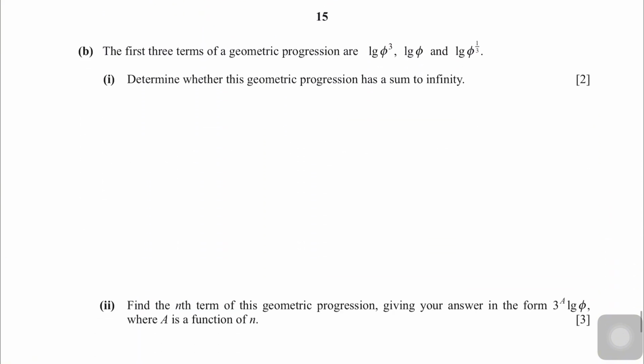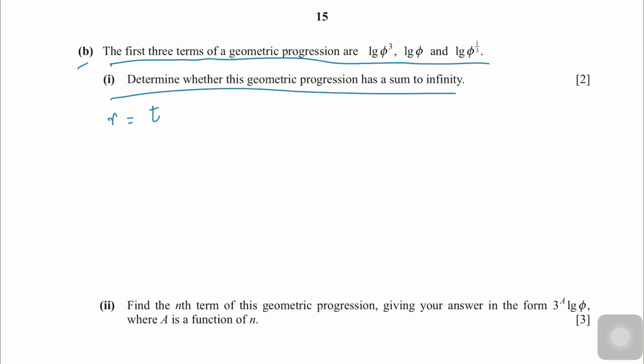Now moving on with part B. The first three terms of the geometric progression are this. Determine whether the progression has a sum to infinity or not. For a sum to infinity, it has to have an r lesser than 1. So let's see if we have our r as lesser than 1.